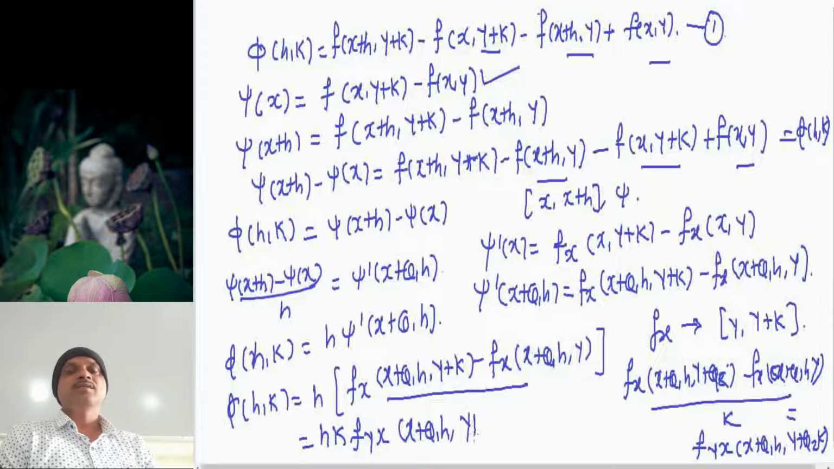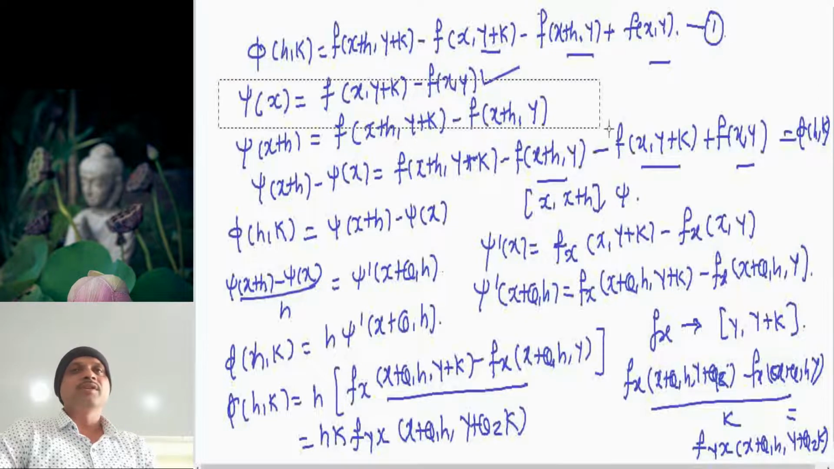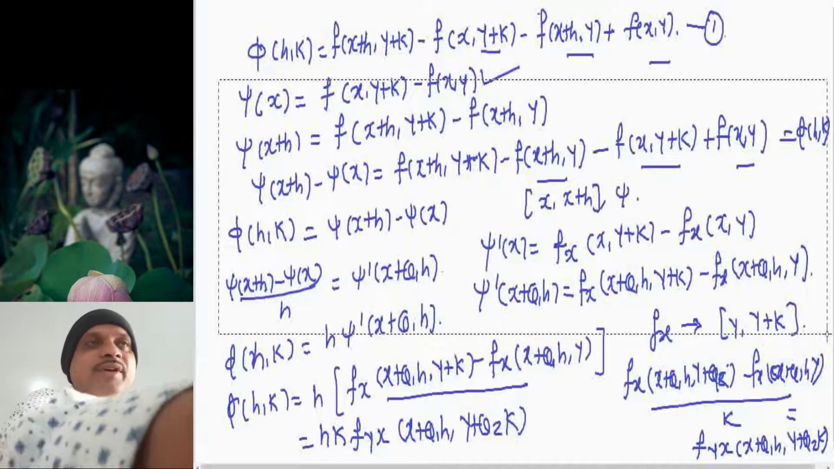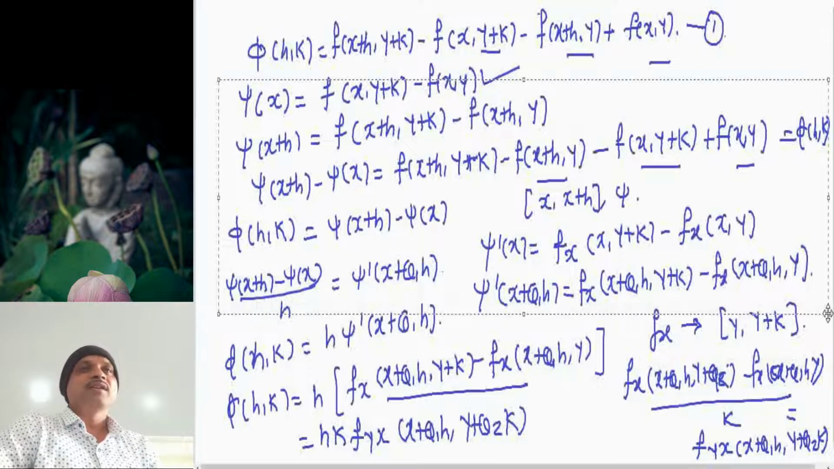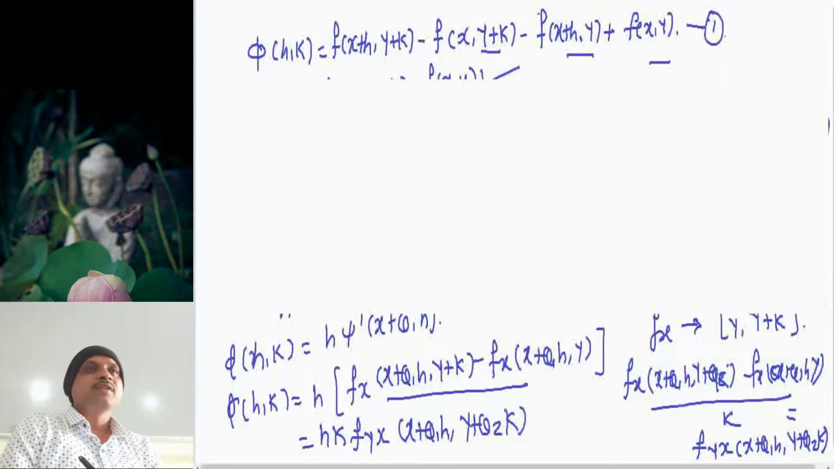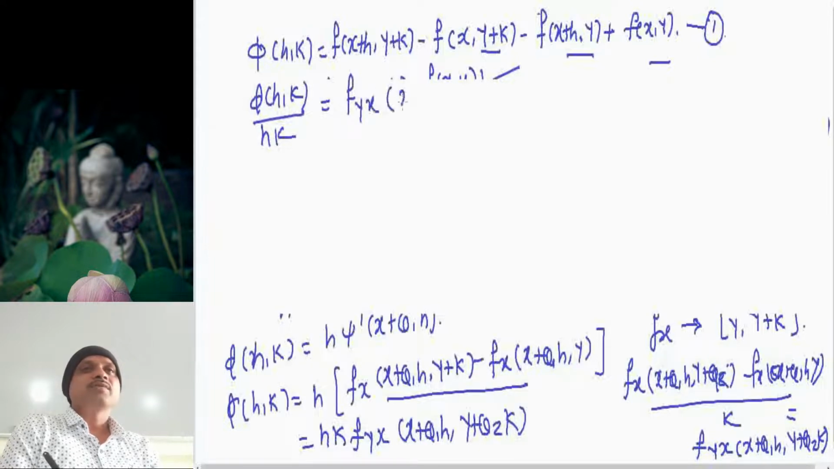So we have, by Lagrange's mean value theorem, we get this value. That is, from the last expression we have the value of phi of h, k. Phi of h, k divided by hk equal to f_yx at x plus theta 1 h, y plus theta 2 k.